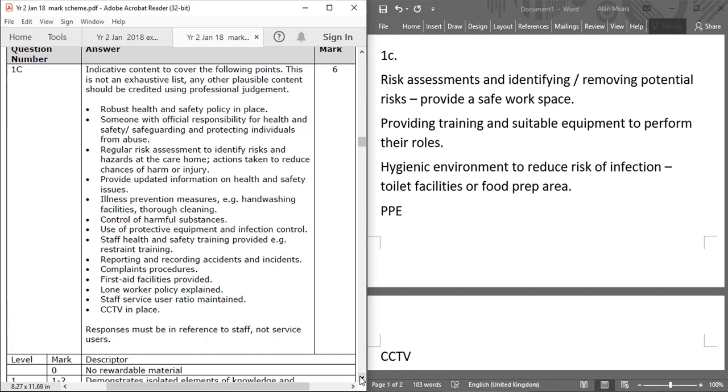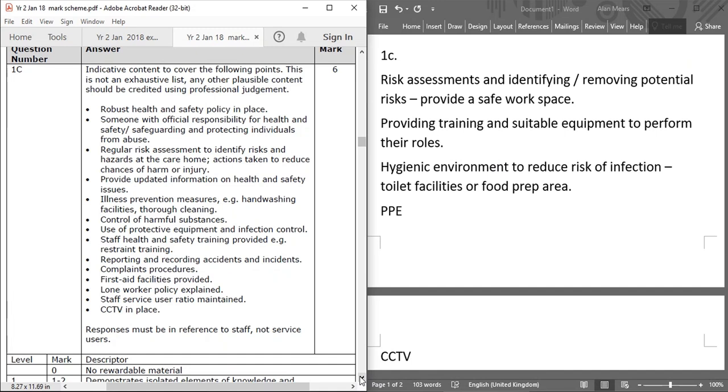Training, protective equipment, that's what we had. COSHH, control of substances hazardous to health. So COSHH training is always a good one to mention. Infection measures, updated health and safety, risk assessments, safeguarding, and health and safety policy.